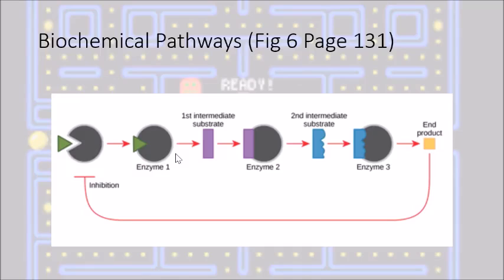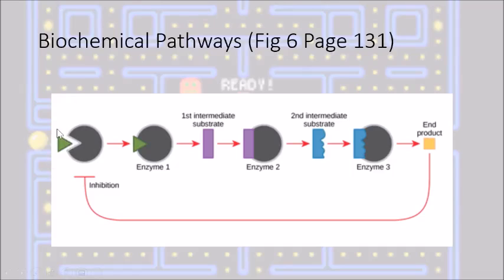Last point for this chapter: biochemical pathways. There's a figure 6 in your textbook on page 131. I don't really like it, so I've used a different image here that I think explains what we're trying to tell you better. A biochemical pathway basically is a series of chemical reactions where the substrate from the first reaction breaks down and forms products. The product from that first reaction becomes the substrate in the next reaction.